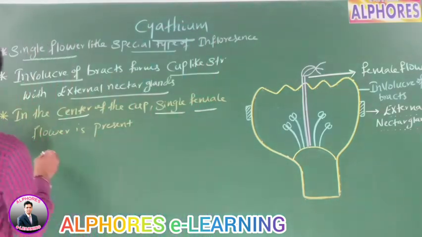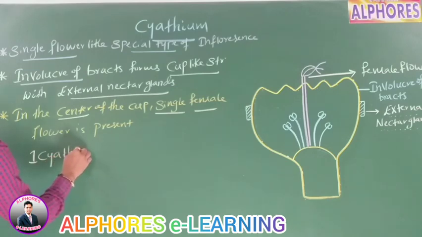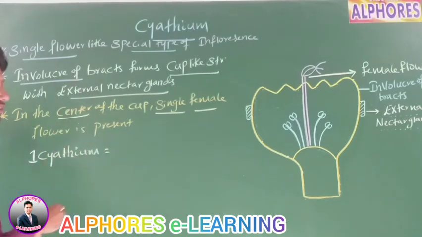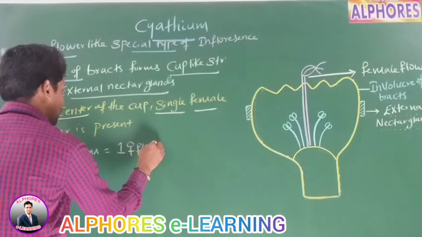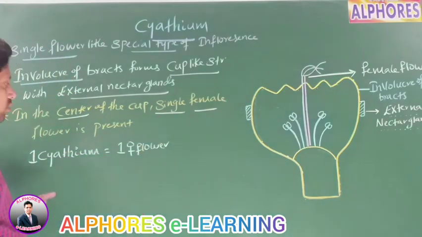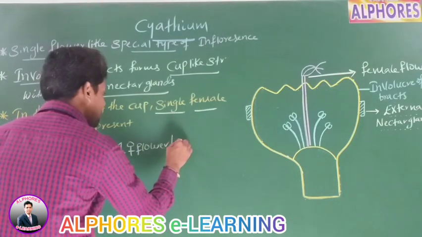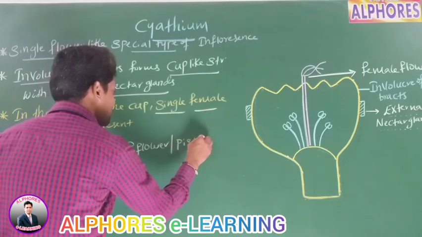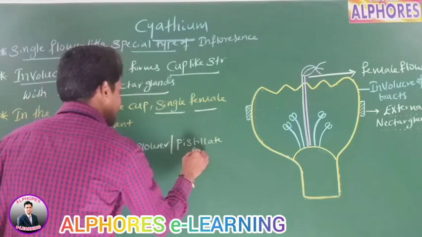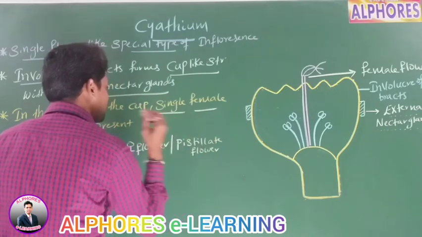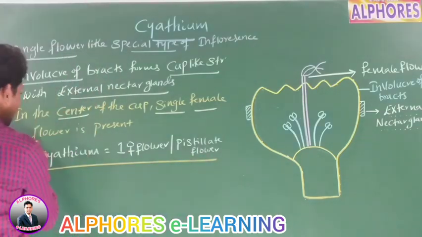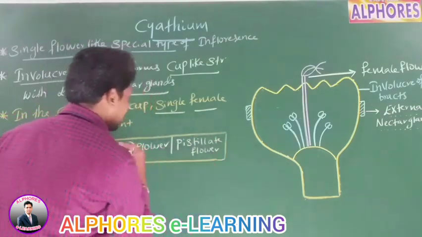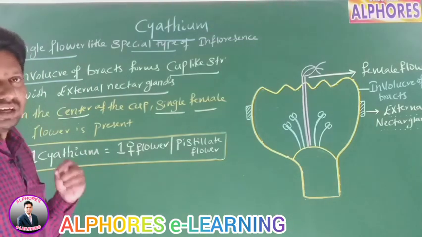Therefore, one cyathium inflorescence contains how many female flowers? One female flower. I am writing the symbol. What is another name for a female flower? A pistillate flower. Therefore, one cyathium inflorescence contains one female flower or one pistillate flower. Is it okay?